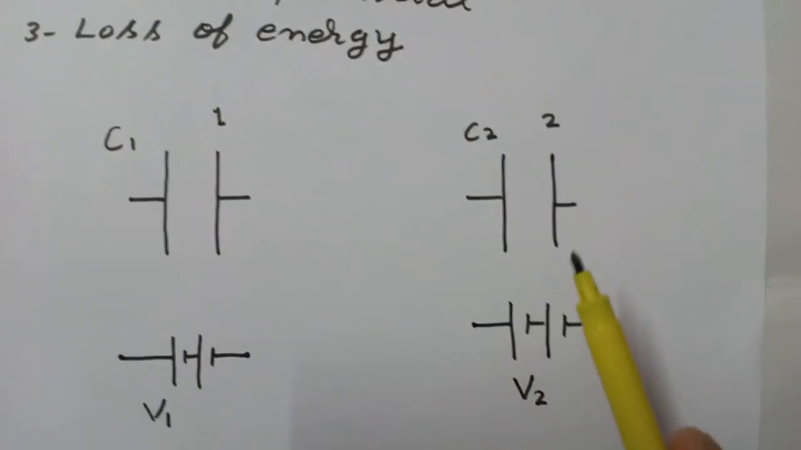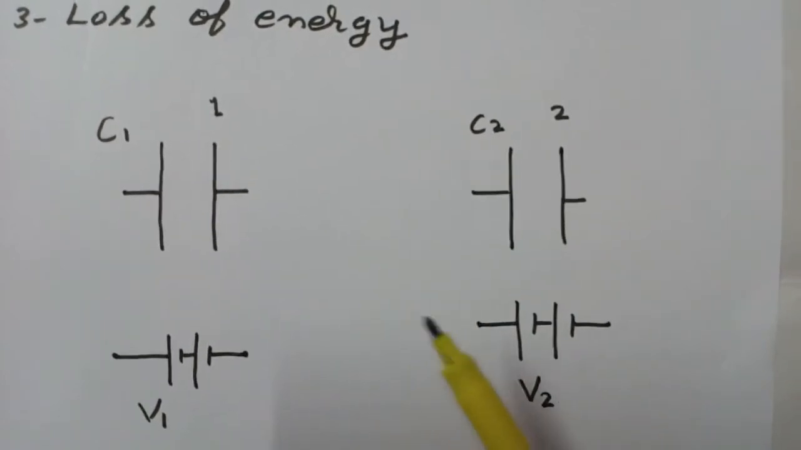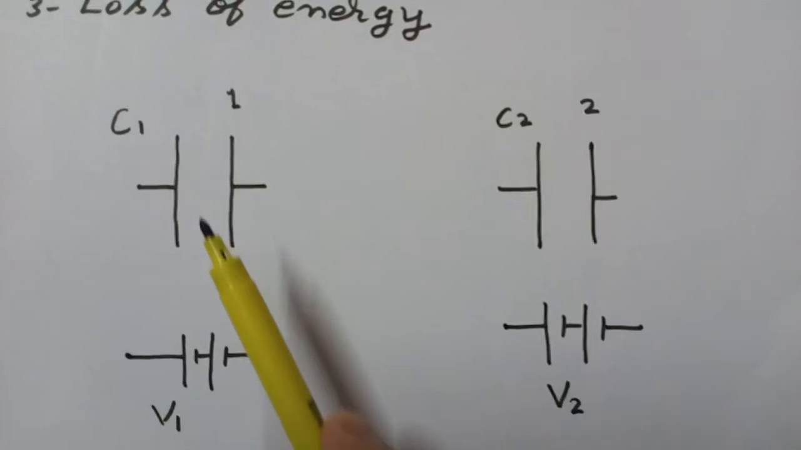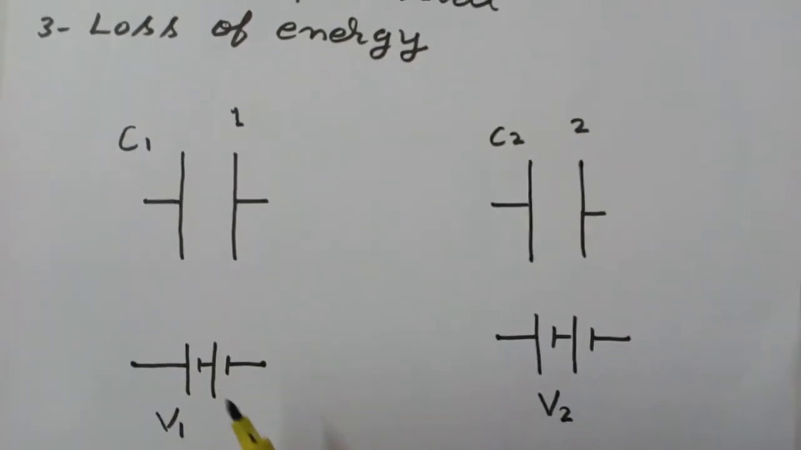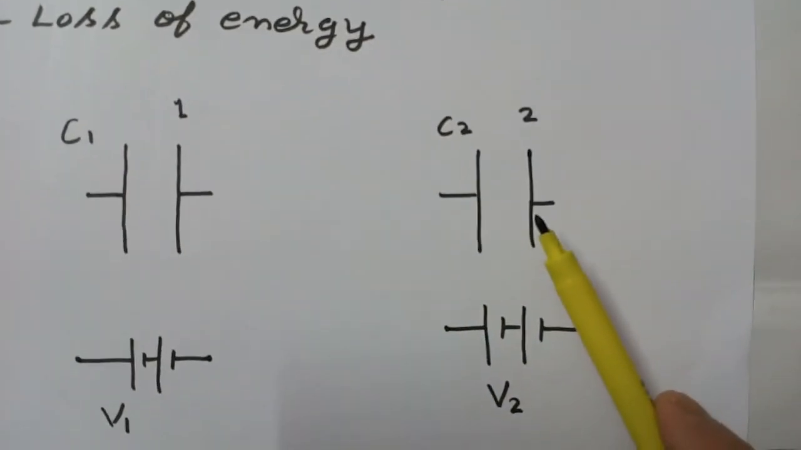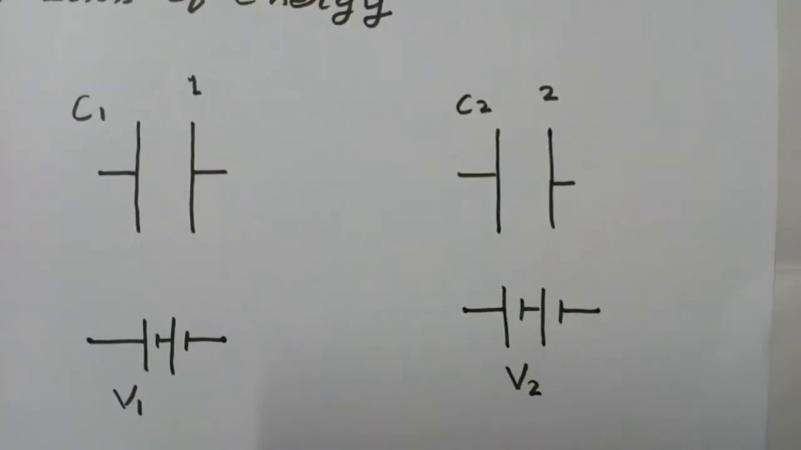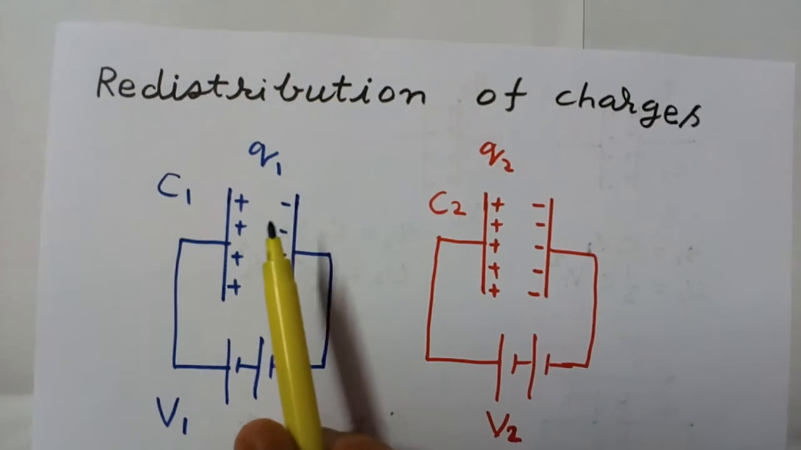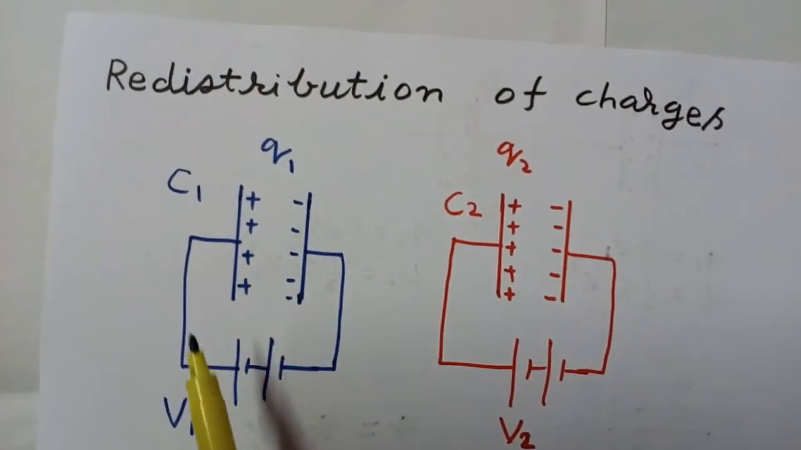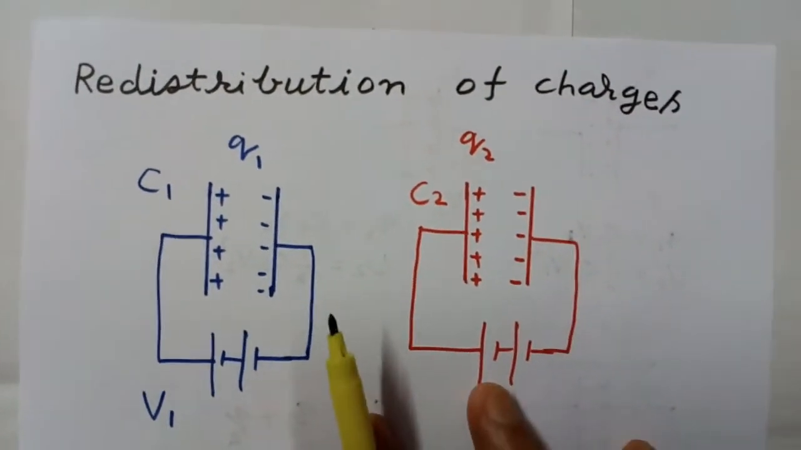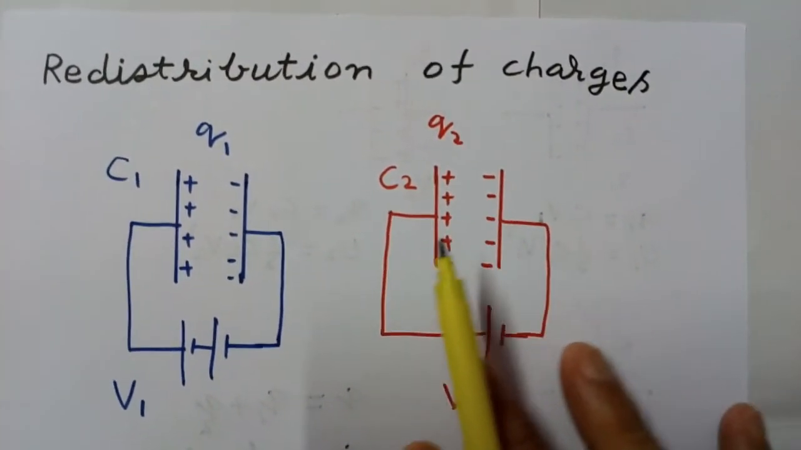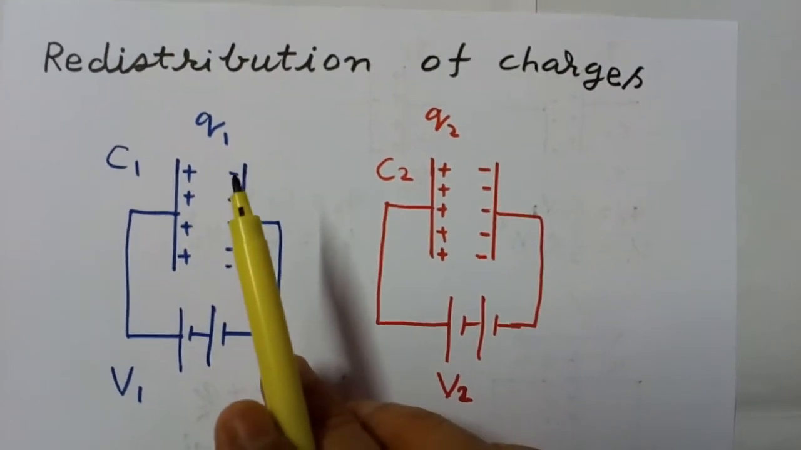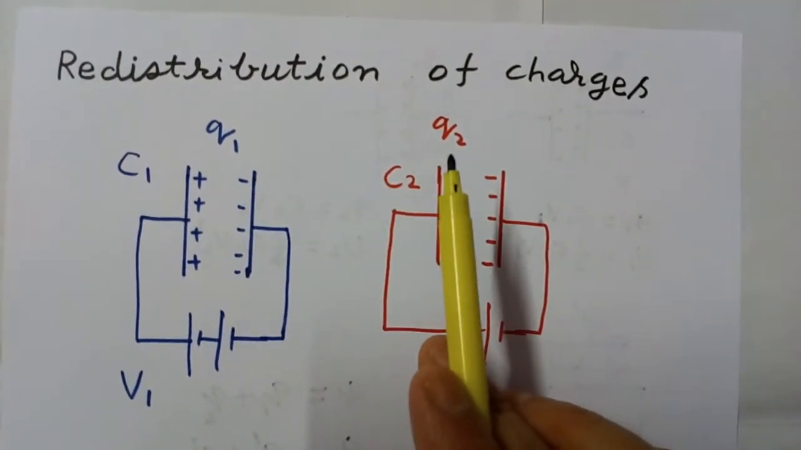Now we connect these capacitors individually with two different batteries. Connect this capacitor number 1 to this battery and this capacitor number 2 to this second battery. So these are the connections here. This capacitor is charged up to a potential difference of V1 and the second capacitor is charged up to a potential difference of V2. Charge on the first capacitor is Q1 and charge on the second capacitor is Q2.